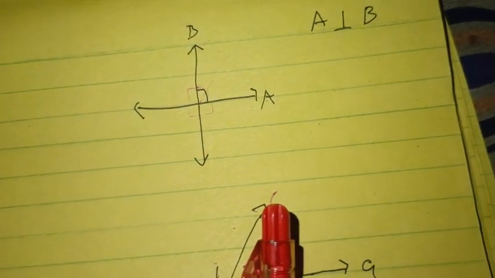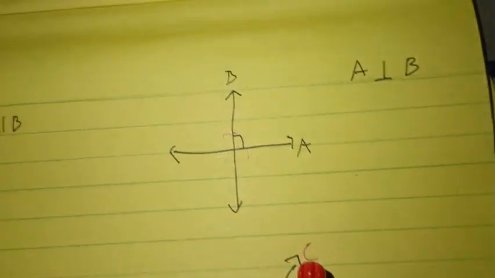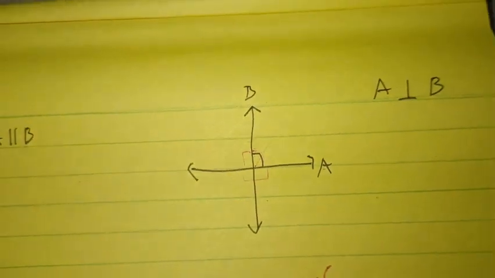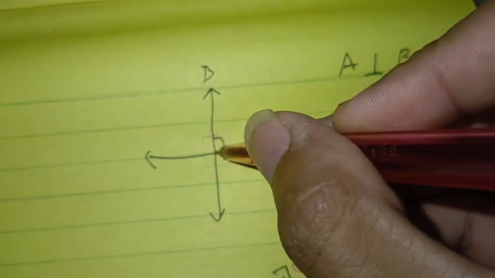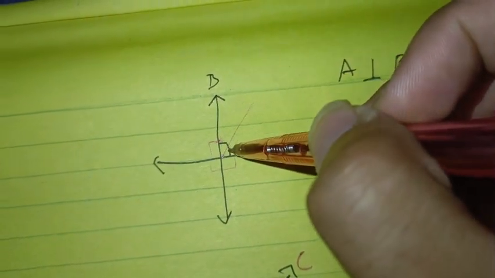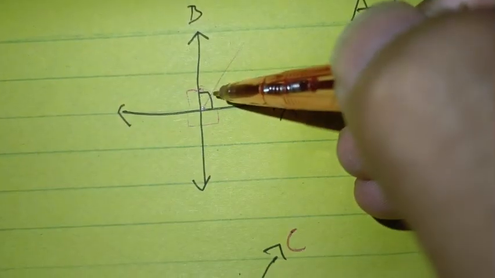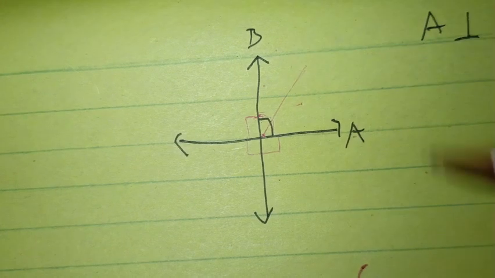The next theorem is if two lines are perpendicular, the angles between them are complementary. Complementary means they add up to 90 degrees. So this will be complementary because of their perpendicularity. The sum of the two angles will be 90 degrees.